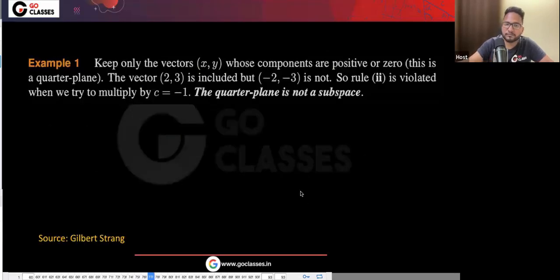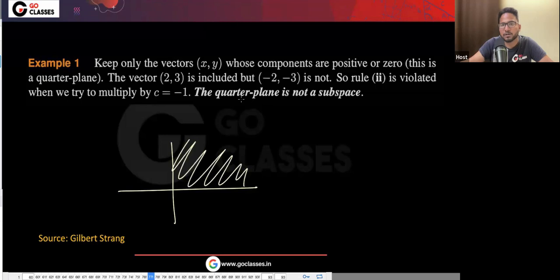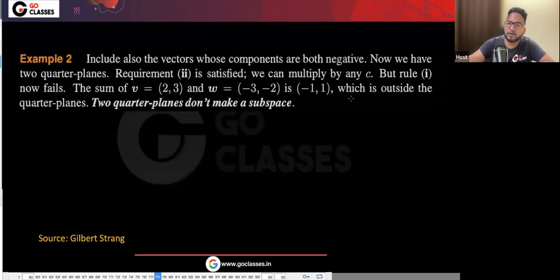Okay, so let's just see this. They are giving the example. So for example one, keep only the vectors xy whose components are positive or zero. This is the quarter plane. So they are saying positive or zero, x and y. This is not a subspace. This is not a subspace and vector space. Both are the same thing. I mean, a subspace is a subset of the vector space, but eventually it is also a vector space. Okay, so just see here. Is this a vector space or a subspace? No, right? We have seen this. So they are having this as example one.